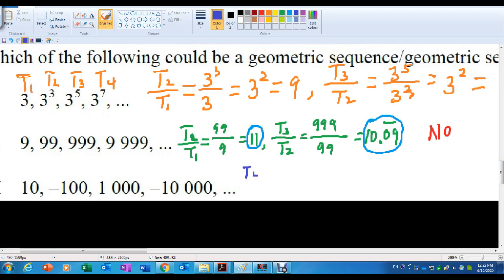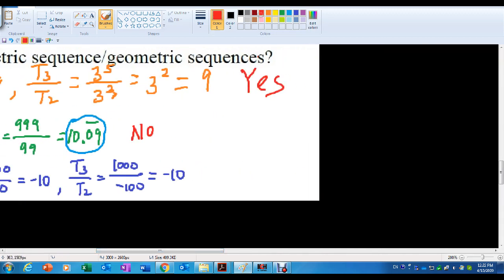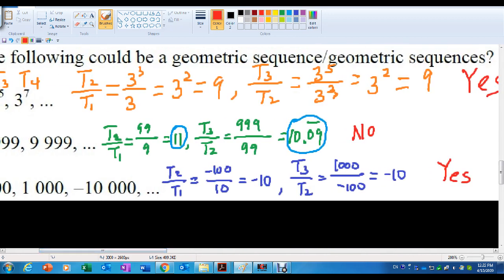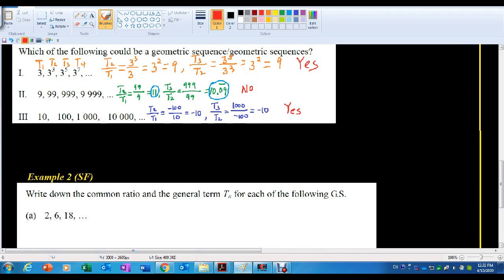Okay, so again, we need to check T2 over T1, minus 100 over 10, which is minus 10. And T3 over T2 is 1000 divided by minus 100, which is minus 10. Are they the same? Yes, they are the same. So that means this is a geometric sequence. Alright, so that's how we can identify a geometric sequence.